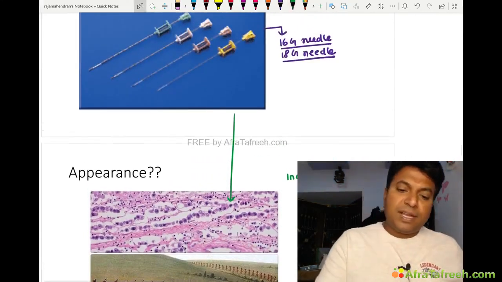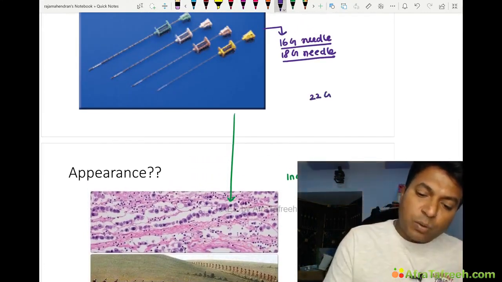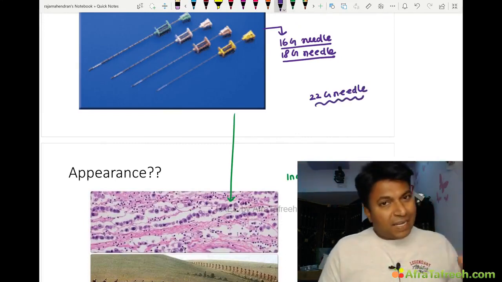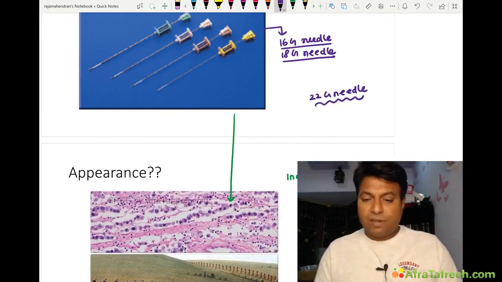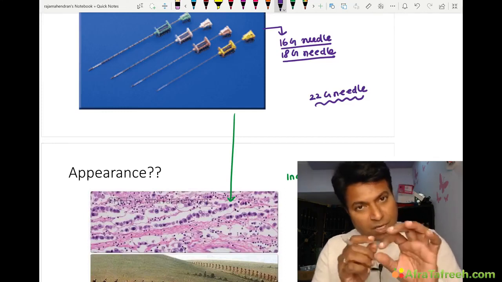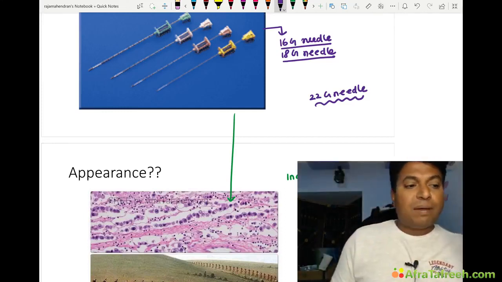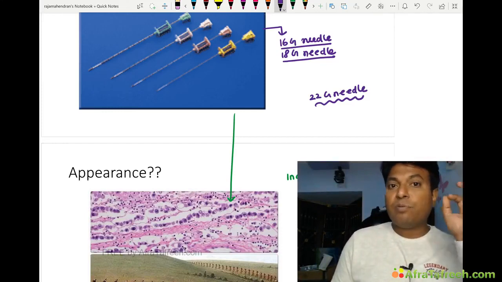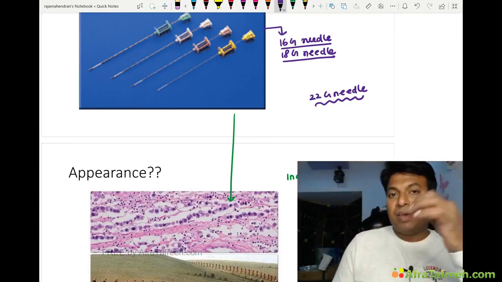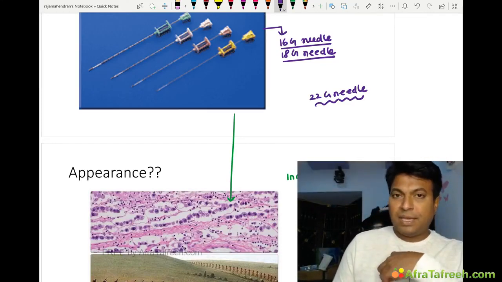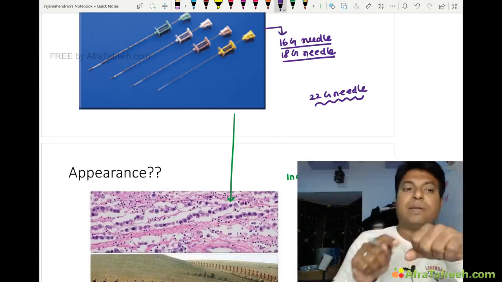FNAC is a 22 gauge needle, a normal syringe. It can diagnose cancer, but it is not the investigation of choice. For a true cut biopsy needle, we have to put local anesthesia in the skin before taking it. For FNAC, we don't put local anesthesia. We will just poke inside.